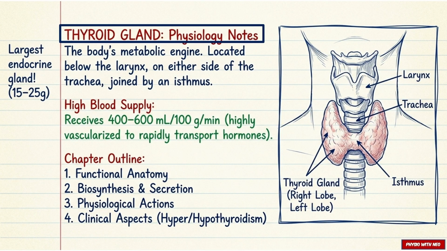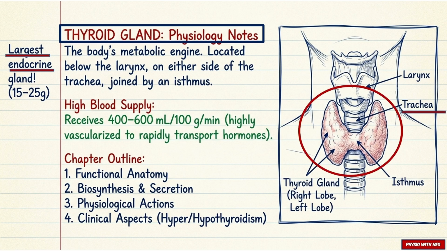Let's begin with the introduction. Thyroid is the largest endocrine gland of our body. It is butterfly shaped and located in front of the trachea, just below the larynx. Whenever you get a 10 marks question, always start with a neat and labeled diagram. It immediately creates a good impression.